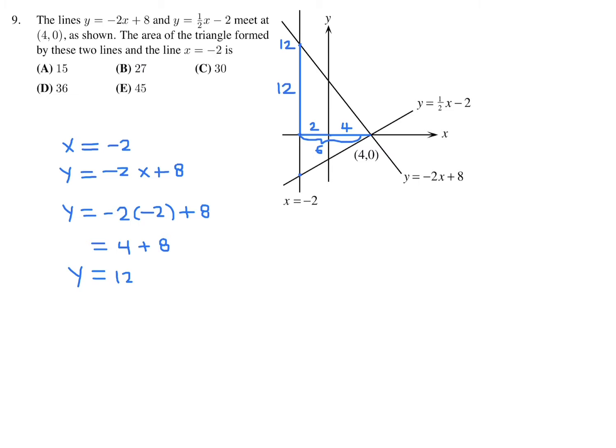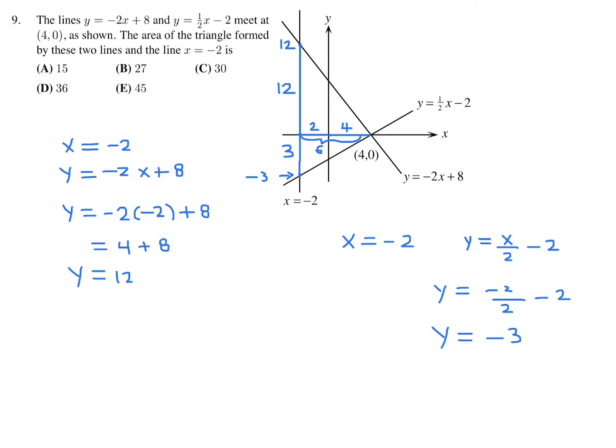Now, in the same way, we'll try to figure out that point right there, using the equations x equals minus 2 and y is equal to x over 2 minus 2, like that. So we get minus 2 over 2 minus 2, and that looks like negative 3. So this is negative 3 on the y-axis. So therefore this distance is positive 3, right? Because it's a distance. Can't be negative distance.